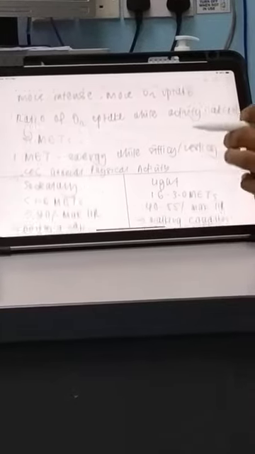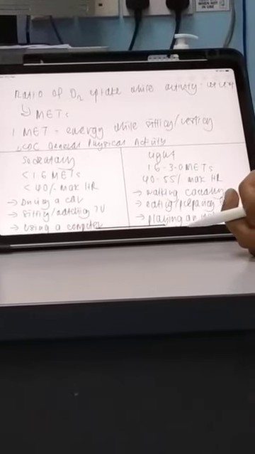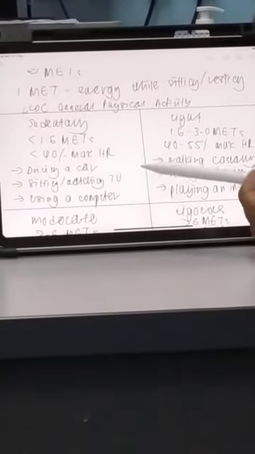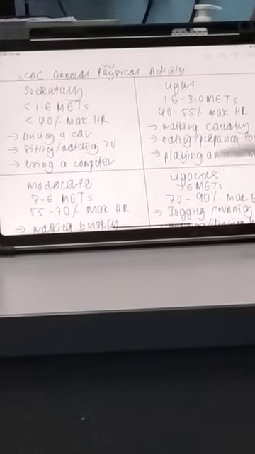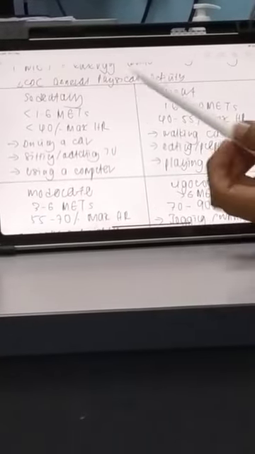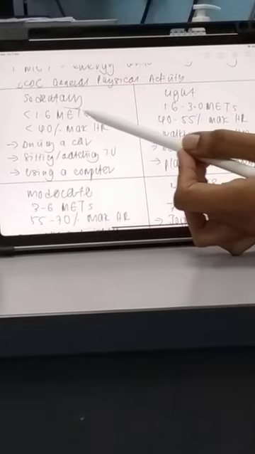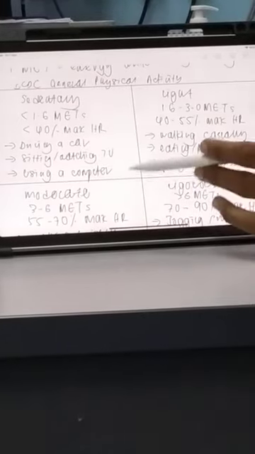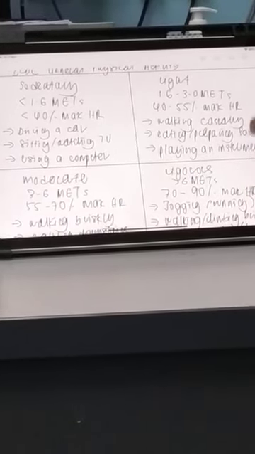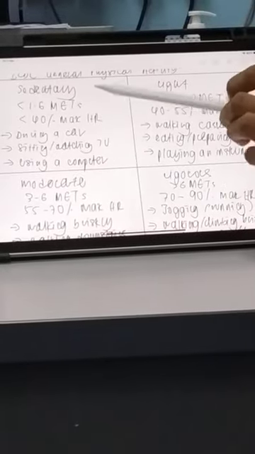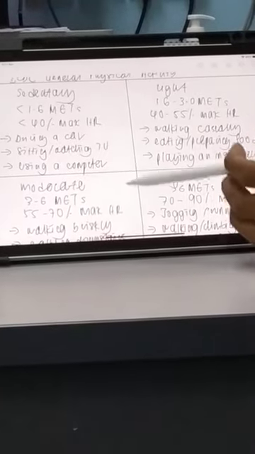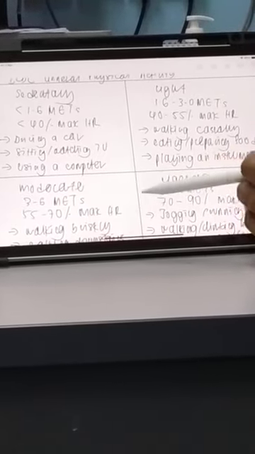Okay. So another one, this is the CDC general physical activity classification. We classify what kind of activity is considered sedentary, light, moderate and vigorous. For sedentary, the METs is less than 1.6 METs and light is 1.6 to 3 METs. Moderate is 3 to 6 METs and vigorous is more than 6 METs. In terms of maximum heart rate, sedentary is less than 40%, light is 40 to 55% of maximum heart rate, moderate is 55 to 70, and vigorous is 70 to 90.